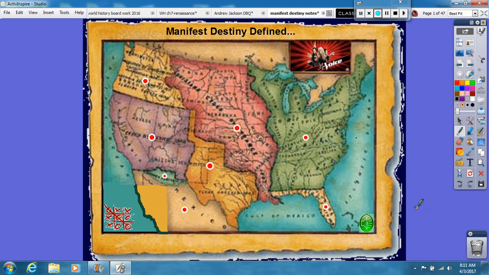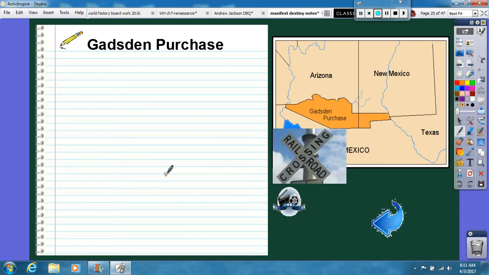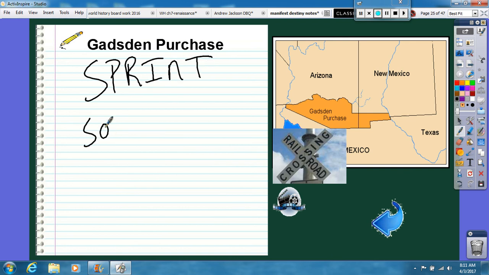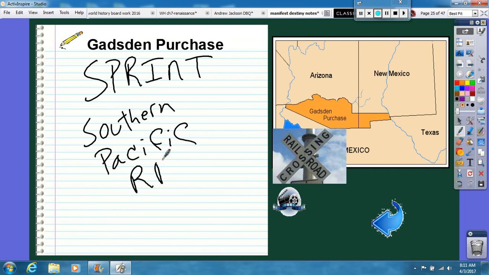Okay, so the next thing we'll talk about is kind of a quick little review. Remember the Gadsden Purchase. Why do we buy it? The key is Sprint. Southern Pacific Railroad and Telegraph.